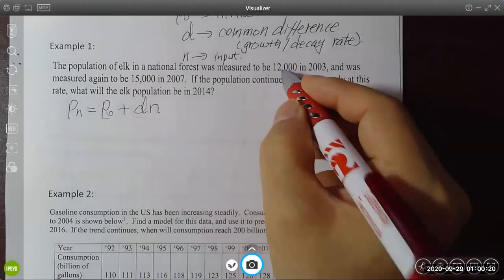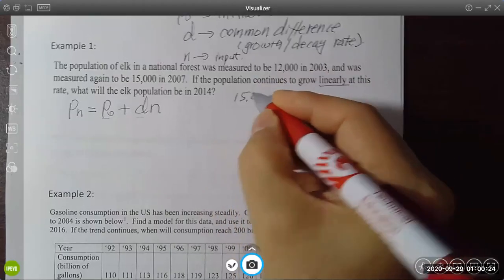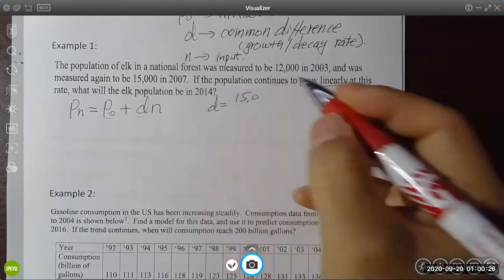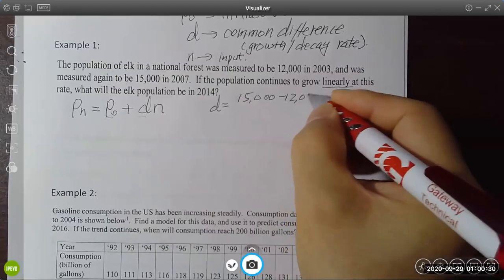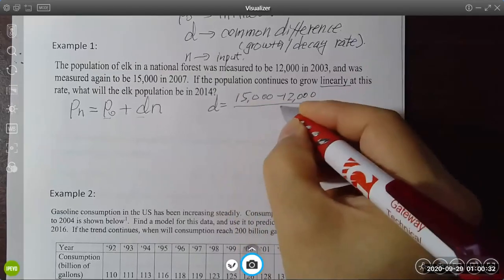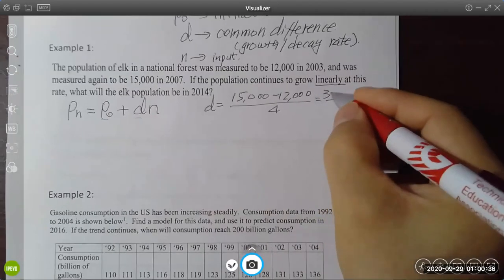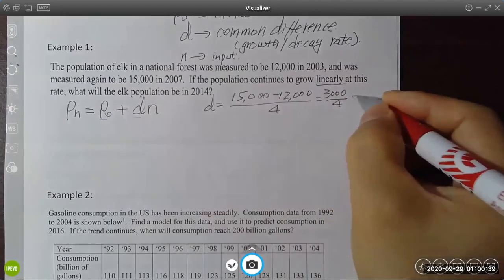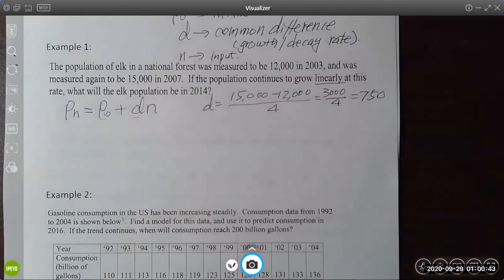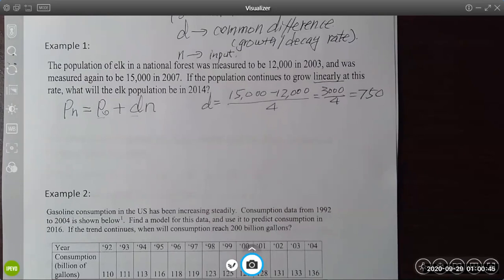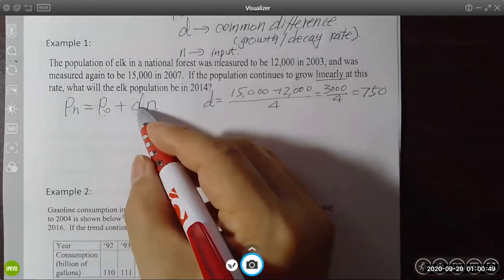So we want to know how many elk increase in each year. So this increase amount is for 4 years. This is going to be our D, the growth rate: 15,000 minus 12,000 divided by 4, because in between there are 4 years. So this is 3,000 divided by 4, 750. That means the elk population will increase by 750 per year. That's a constant amount. That's our D.